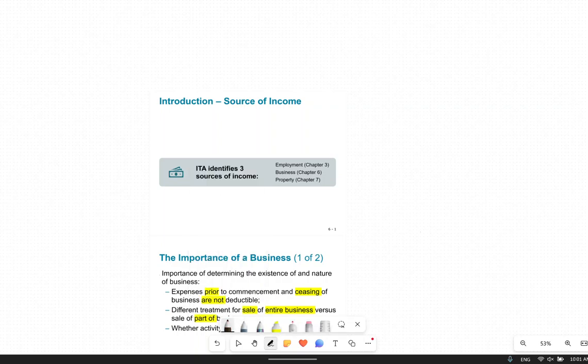Today's recording is for Chapter 6. In Chapter 6, we are going to be talking about business income, and then we are going to be moving to property income. So that's where we're going to be moving to Chapter 7.